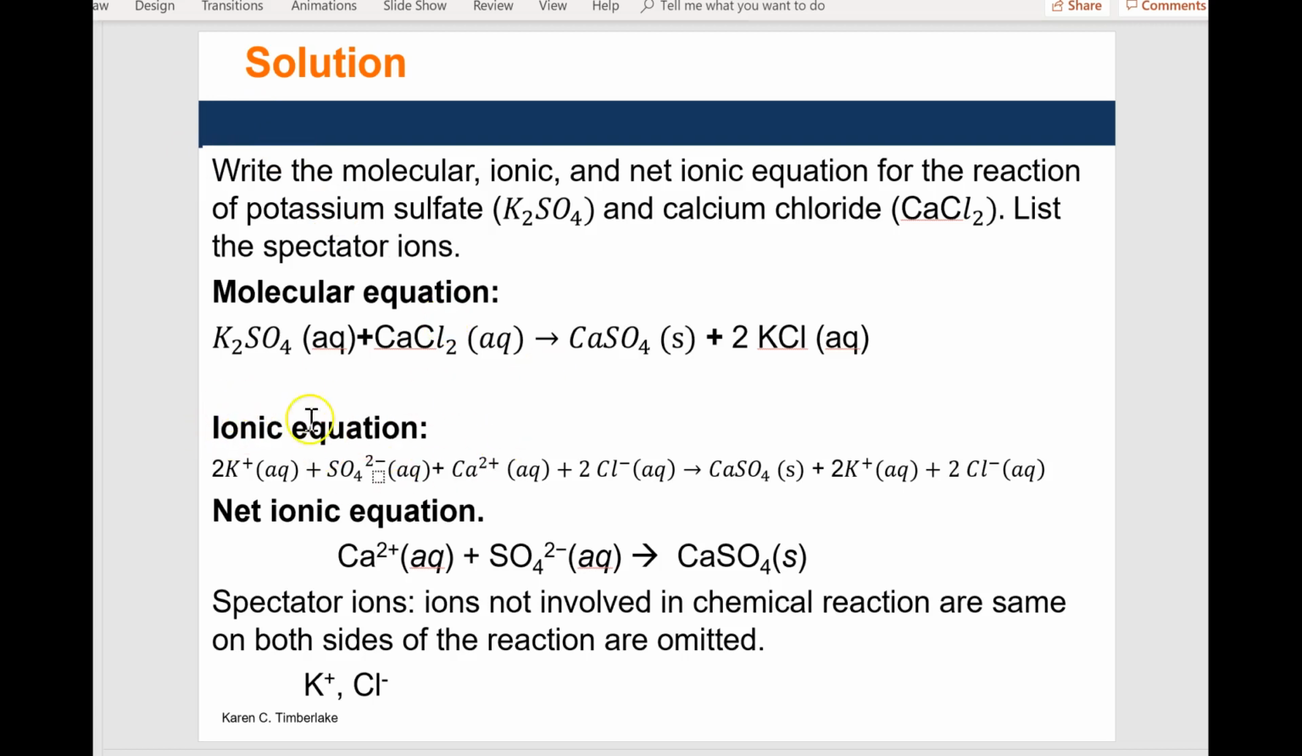Our spectator ions are the ones that are still ions at the end here, so potassium and chlorine. So taking those out, we're left with calcium reacting with sulfate to form calcium sulfate, and our spectators are potassium and chlorine. Now your question may be, does it really matter if I write calcium ion then sulfate ion?